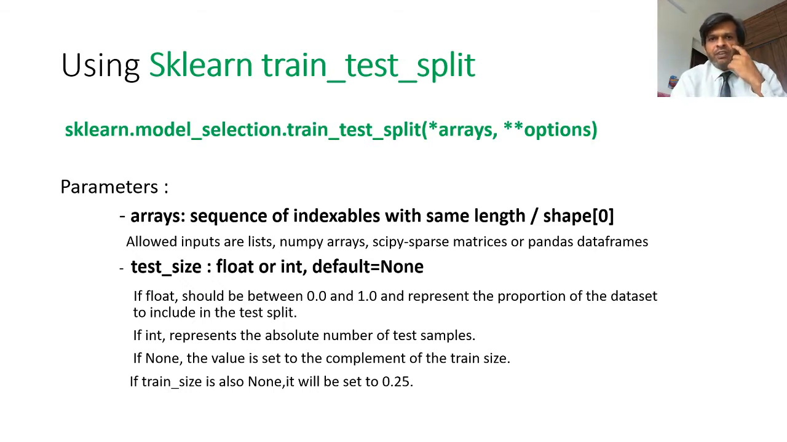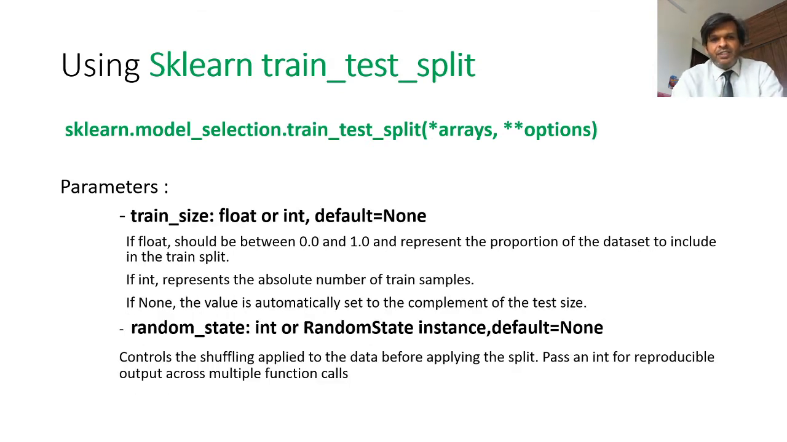The next parameter is test size. There you specify the proportion of data you want to have as the test size. If none, the value is set to the complement of the train size. If train size is also none, then by default it will be set to 0.25. So 25% of your data set will be treated as test and 75% would be treated as the training set. Next is train size, very similar to test size. They both complement each other, and if none, the value is automatically set to the complement of test size.